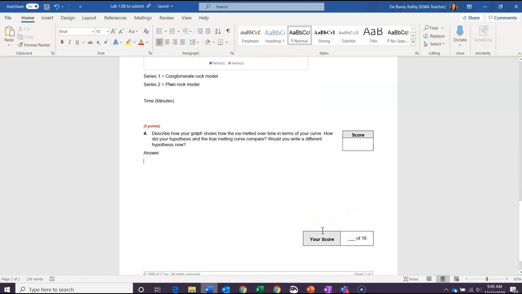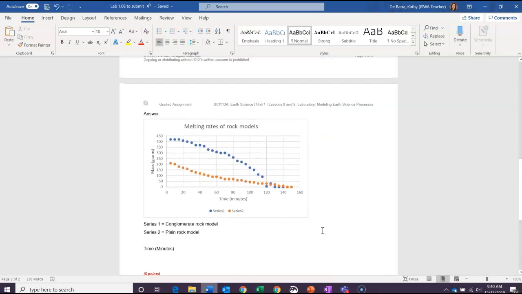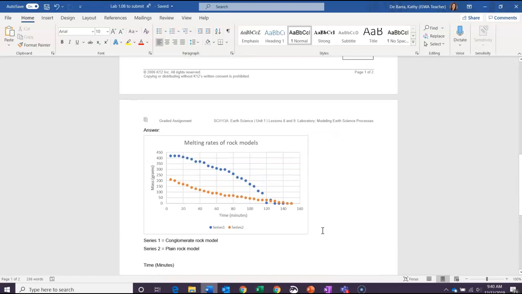And that's all you need. So save that information, save your document here, and upload it to the online classroom. And I'll grade it as soon as I get a chance.